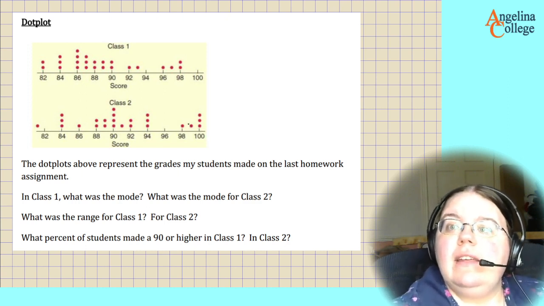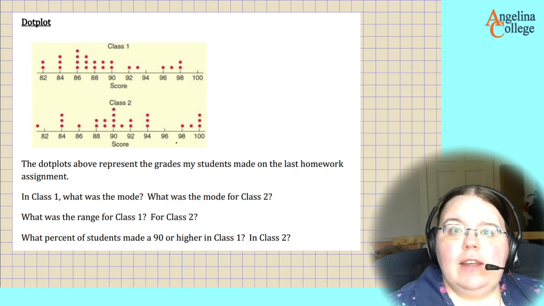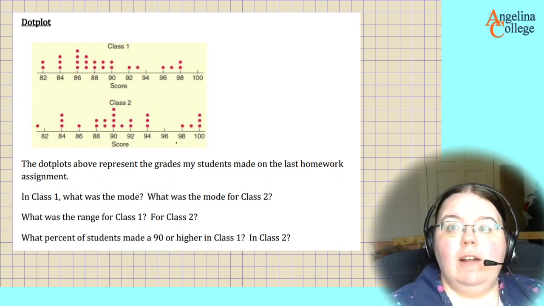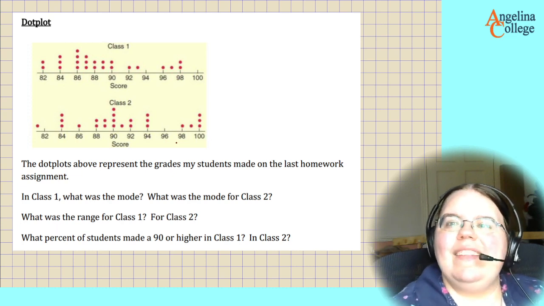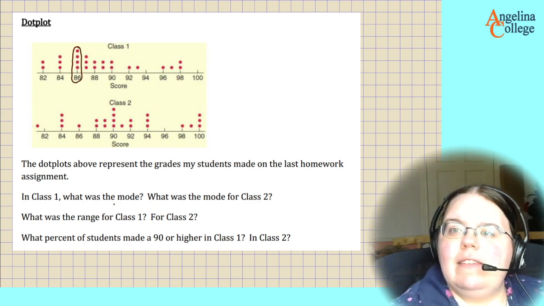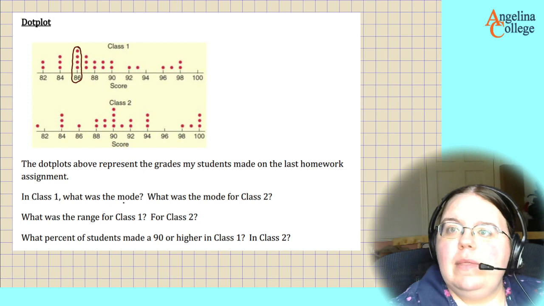So the nice thing about trying to find the mode on a dot plot is all you have to do is look for the tallest stack of dots. And I see that that is this stack of dots right here above the 86. So in class 1, the mode was 86.